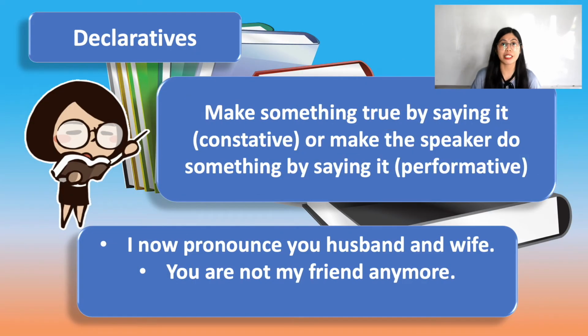Next, we have the declaratives. They make something true by saying it, which is constative, or make the speaker do something by saying it, which is performative. For example, a priest utters, I now pronounce you husband and wife. In this statement, two single persons become a real couple by the utterance, making them husband and wife who must share the good times and bad times of married life. That is performative. Another example, you are not my friend anymore. When the speaker says this, the speaker is not just saying it, but is trying to imply that he or she will remove the other person from his or her life. Those are the 5 illocutionary acts categorized by John Searle.